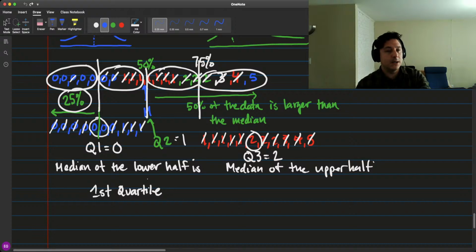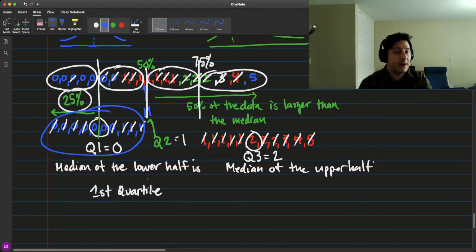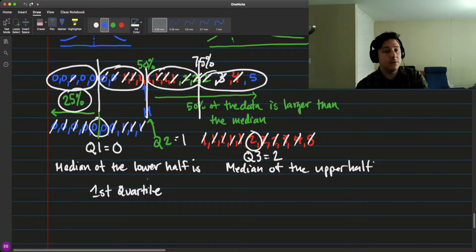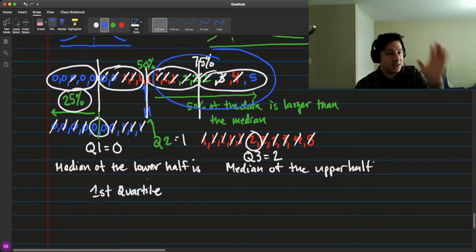Then we moved on to some other stuff. We found our median, which was in the middle, right here. Then we took the bottom half of the numbers, all the numbers less than the median, and we found the median of that. That was called Q1. Q1 is special because 25% of the numbers are less than Q1. For the median, 50% of numbers are less than the median. Then we took our top half, the numbers greater than the median, found the median of that, and called it Q3.